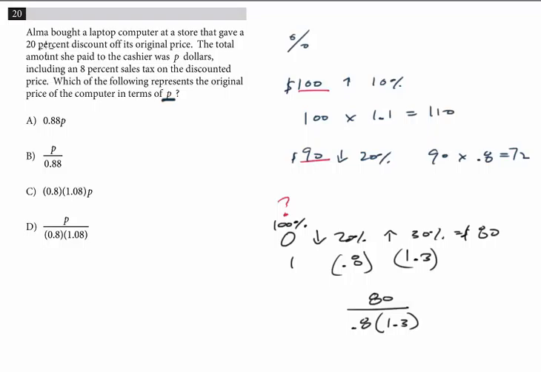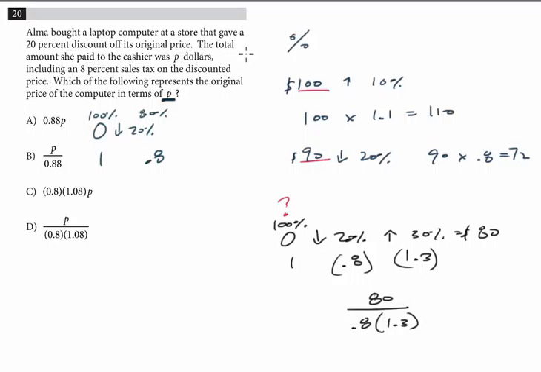So here, we know that we have to solve for the original price. We don't know the original price. We're going to call this O. The store gave a 20% discount off that price. And so 20% discount, remember this is 100%. We're now down to 80%. This is 1, so this is going to be 0.8.